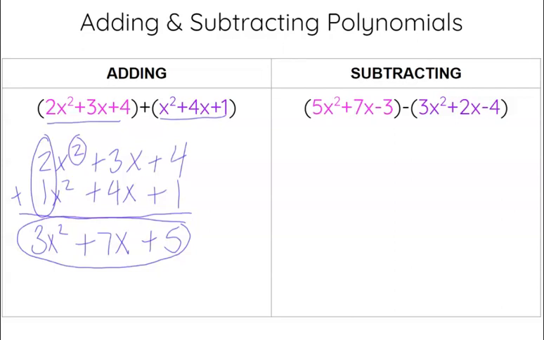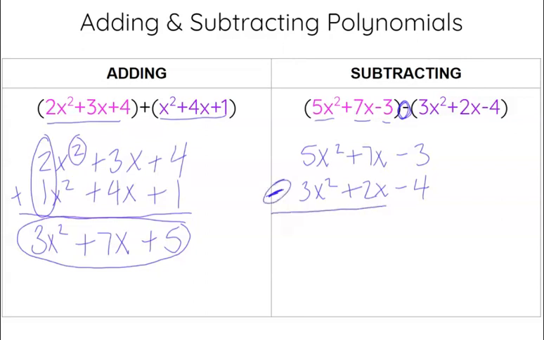All right, let's do an example with subtracting. Same first step, we double check to make sure we have our polynomials in standard form, which we do. We start with x squared, we go to x, we go to our constant. So now I'm going to rewrite my polynomials on top of each other. And we have 3x squared plus 2x minus 4. The big thing here is that we have to remember we are subtracting. So each time we pair up our like terms, we're going to subtract, not add, like we did in our first example.